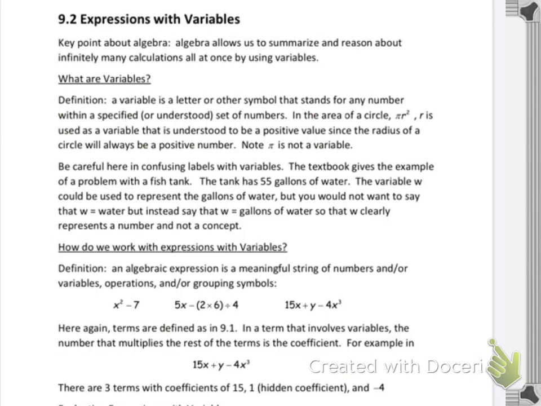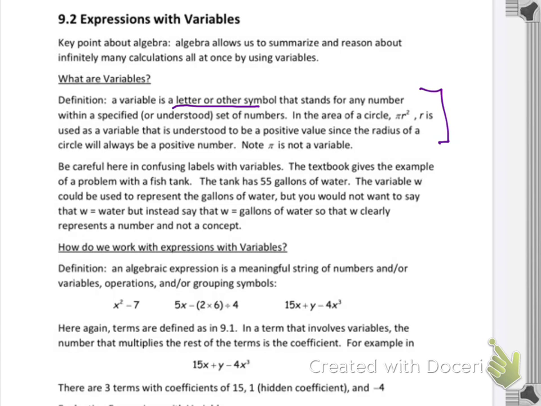Okay, so there's a lot of key points in here, so you can read through this. We talk about that algebra allows us to summarize and reason about infinitely many calculations, and that's because you use a variable to represent something, and so that allows you to reason about more cases. So I defined a variable here. Okay, it's a letter or some other kind of symbol that represents something else. And the example I gave was a circle, and R represents the radius length of the circle.